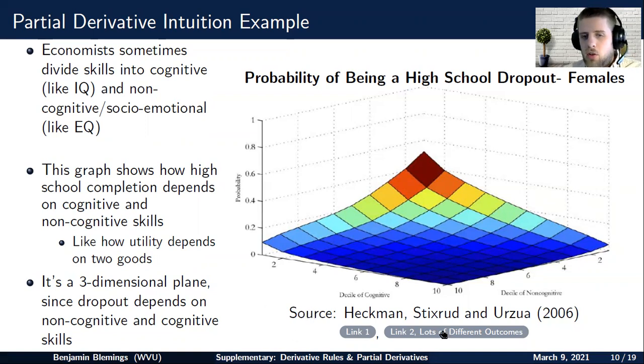And this is from this Heckman et al. article. You can click on these links. This one is behind a paywall, but you can find it if you Scholar it or WVU Library it. And then this goes to a working paper that has lots of different outcomes, one of which I'll show you later. But if you're interested in other things, then you should click here and go check it out.